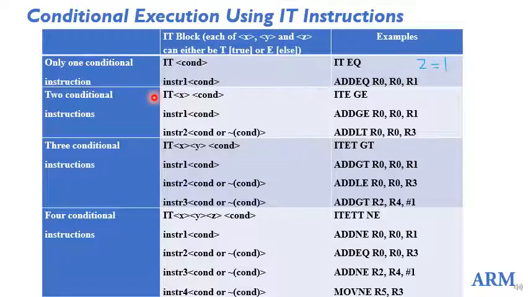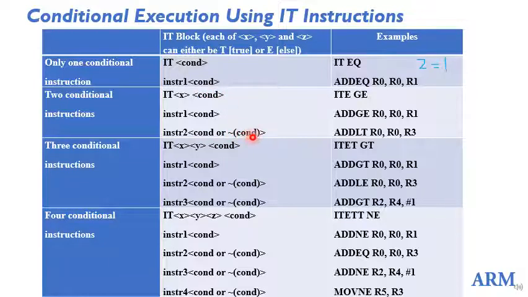If your IT block has 2 instructions, then the syntax will be IT and there will be only one X here. So IT condition: if this condition is satisfied, the first instruction will be executed, so it will have the same condition as this. The second instruction will pertain to X, meaning if it is to be executed when this condition is true, it will have the condition same as instruction 1, otherwise it will have the opposite condition.